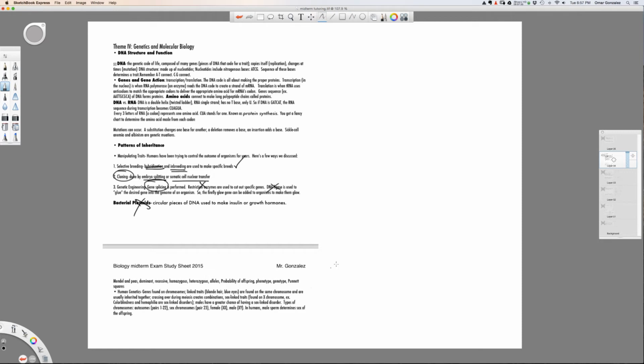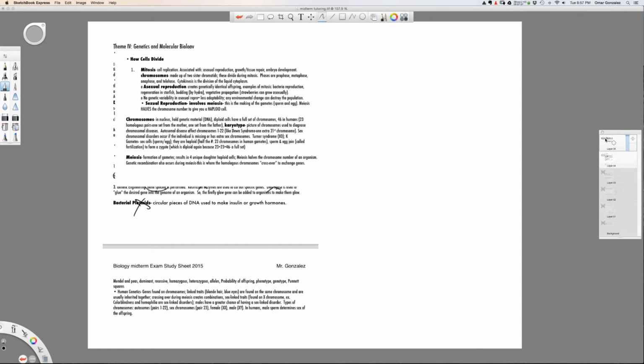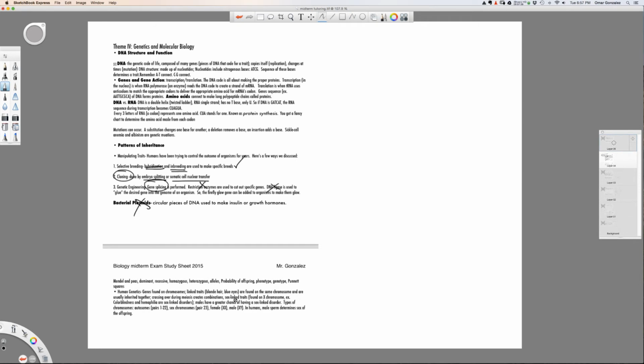Mitosis and meiosis. Is that on the next page? Hold on, let me check that. Mitosis, yeah, that is on the next page. So over here, basically, genetic-wise, let me see what it says. Crossing over.